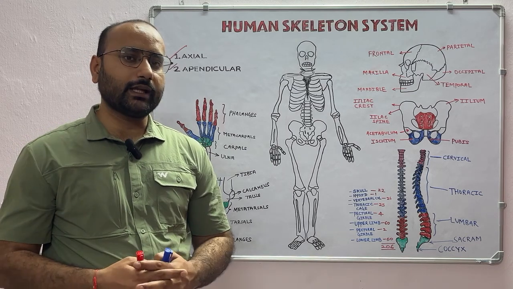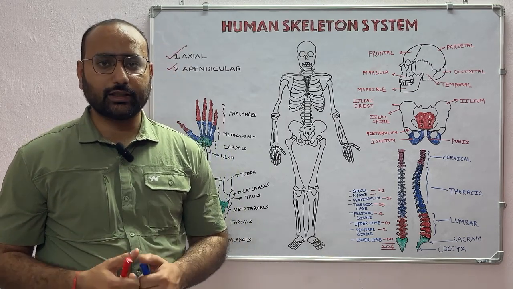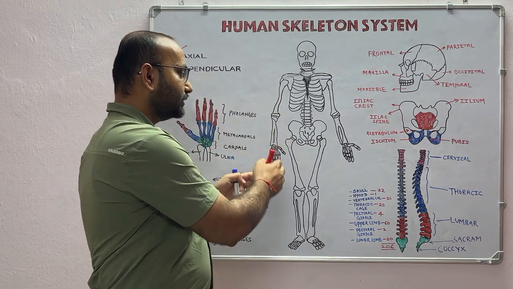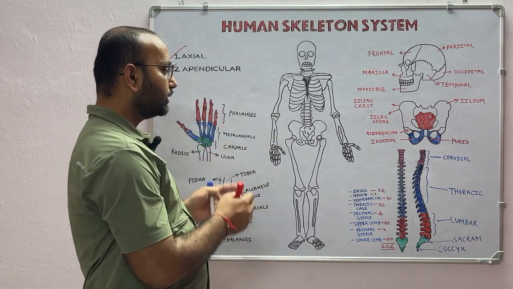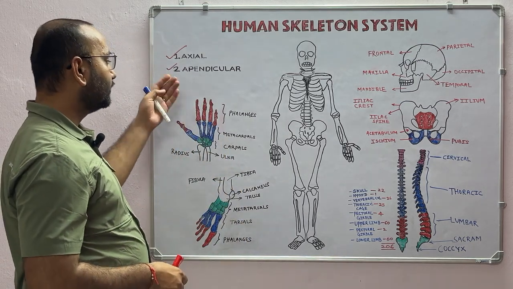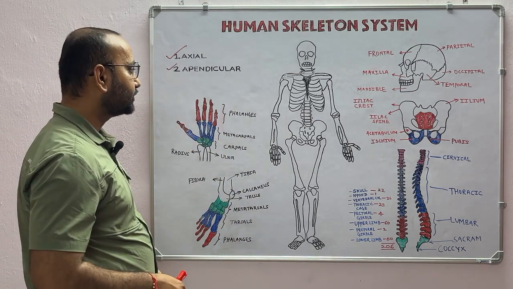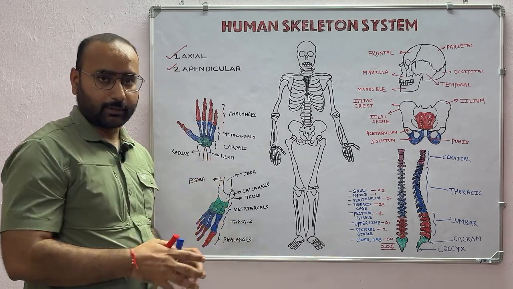So what do you mean by appendicular? Appendicular means appendages, right? Appendages means attachment. So anything which is attached to the axial skeleton forms the appendicular skeleton. In this particular lecture, we will be focusing on these two different types of skeletal system, axial and appendicular skeleton. We will be looking at the different bones which are present in the axial and appendicular skeleton.